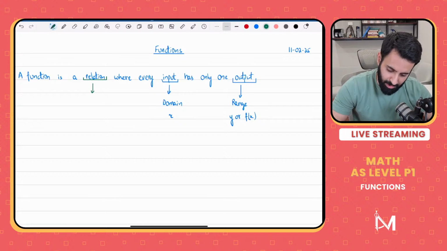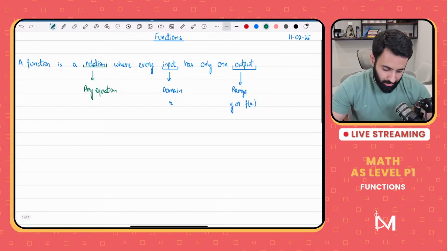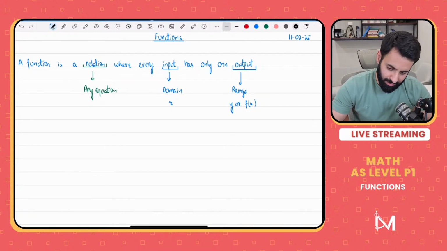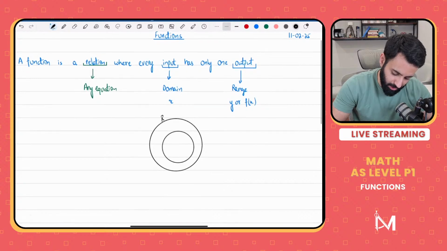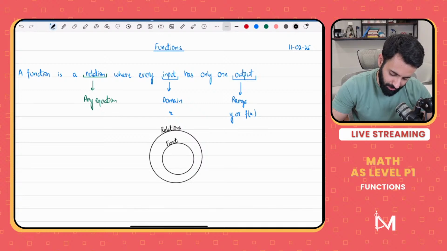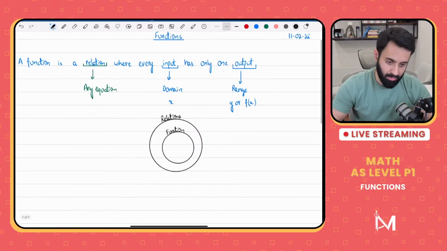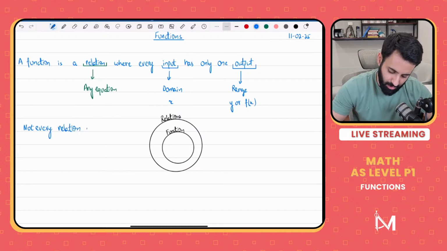So what's a relation? Relation, by the way, just so you guys know, is any equation. Any equation where every input has only one output is basically a function. Think of it this way: you have a set which contains all the relations, and inside of that set is where you have all the functions. Inside this you have all the relations, that means all the equations that you can possibly think of, and then not every relation is a function as mentioned. There are a few of them which happen to be functions. So you can make a note of that: not every relation, meaning not every equation that you can possibly think of, is a function.